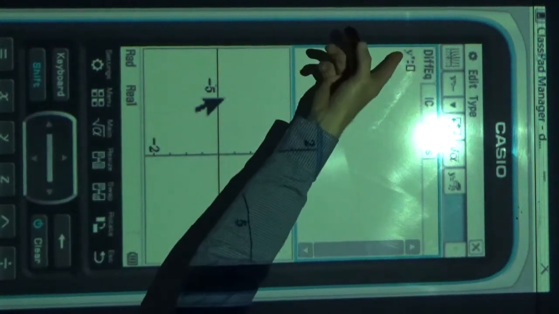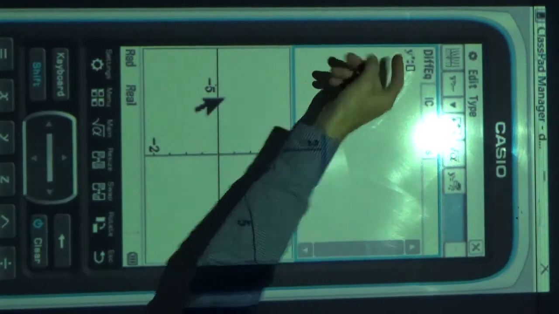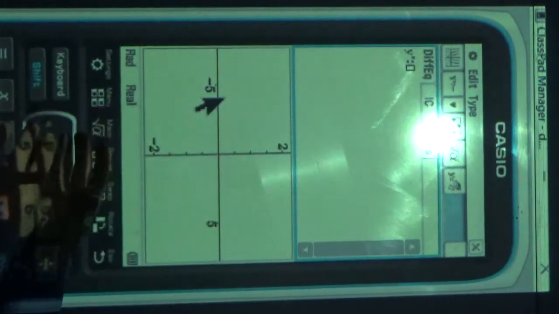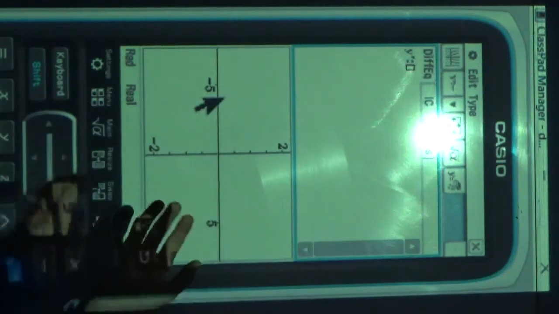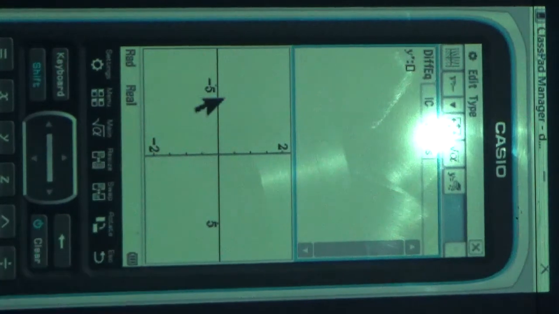So y dash, see that this is dy/dx. It's the rate of change of y with respect to x. So dy/dx is y dash, is the slope field, is the differential equation. They're all kind of the same thing. So what do they look like? Well, I'm going to put a real simple one in. I'm going to say y dash equals 2.